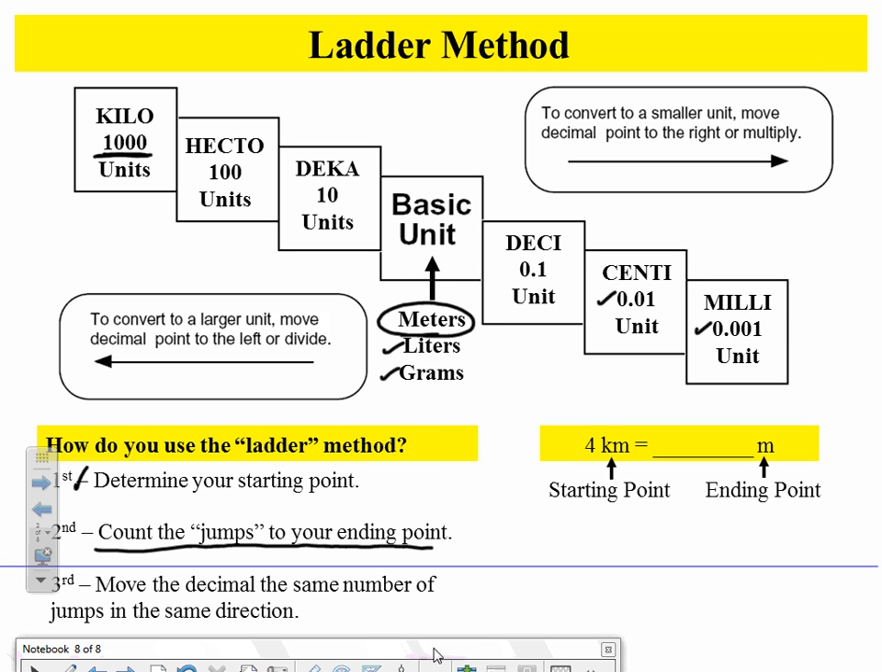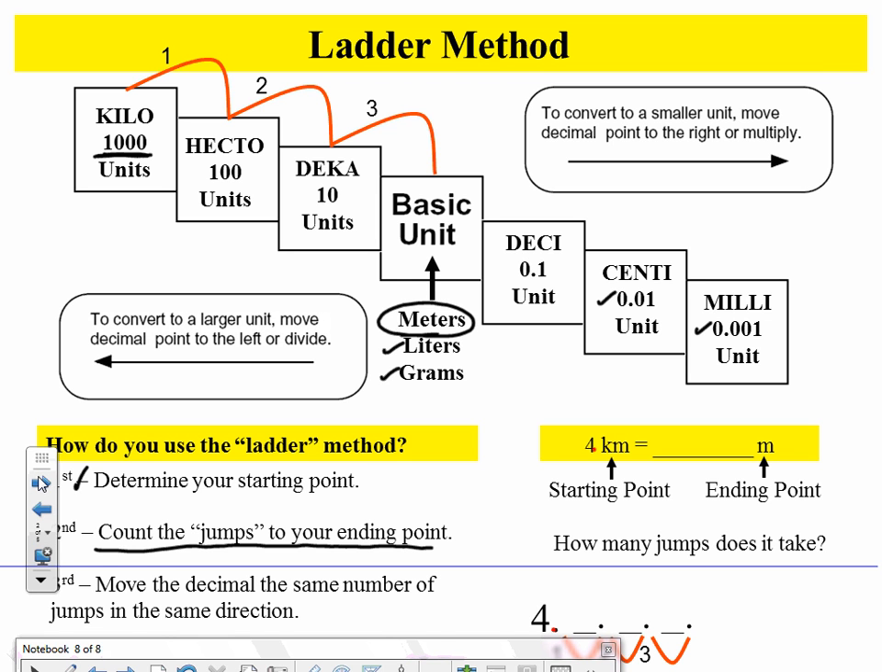So if we have a starting point of 4 kilometers and an ending point of 4 meters, we need to know how many of those are. You probably know this because you're using common sense, but let's see how this works. So how many jumps does it take? You start at kilometers. So on your ladder, go up to kilometers. We do 1 jump, 2, 3, and now we're at meters. So we move the decimal point in 4. Notice 4 will have a decimal point right there. We're going to move the decimal point 3 spots. 1, 2, and 3. We fill that in with zeros, and we have the fact that 4 kilometers is 4,000 meters.